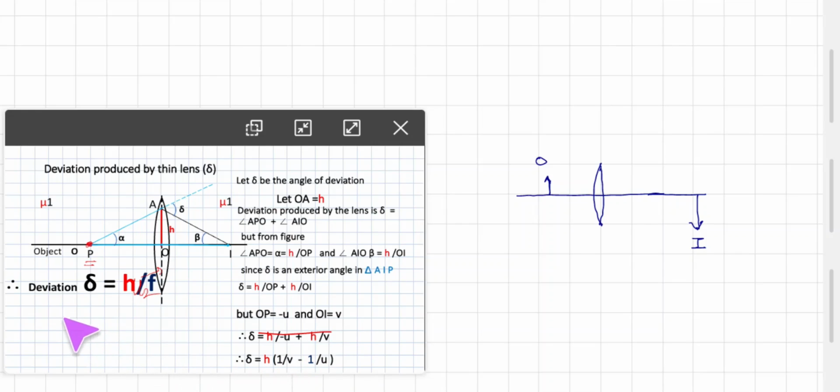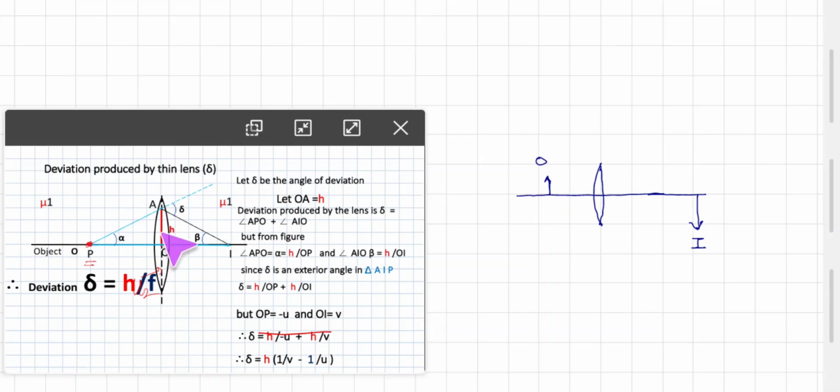But we know that 1 upon v minus 1 upon u is nothing but the relation of focal length, v and u. So therefore delta is equal to h upon f. Remember, this is very important, that we are going to use this concept. So deviation delta is equal to h upon f. So any deviation can be calculated using the point at which the ray is incident, its distance from the origin, that is h, and f.